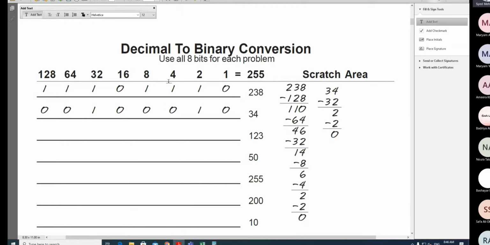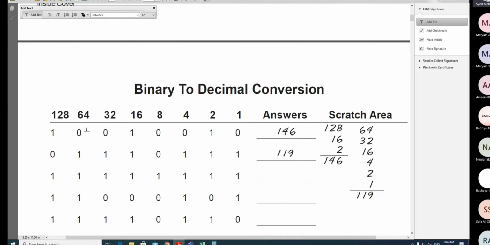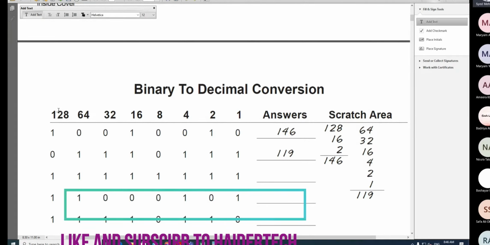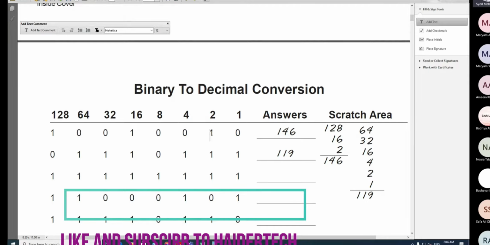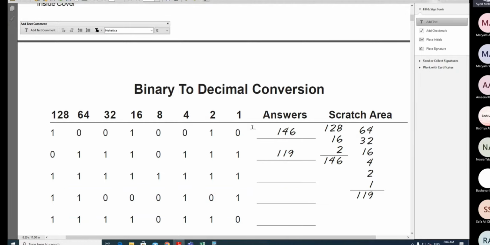Decimal to binary: if this is your decimal number, you need to convert it into binary just in this way. If you have a binary number, what is the scale of this bit? What is the position of this bit? 128 is the position of this bit, this one is 16, because of only the on bits. On bit means 1. A 0 bit, ignore it, we will not add. Only the bits which are 1 we need to add.